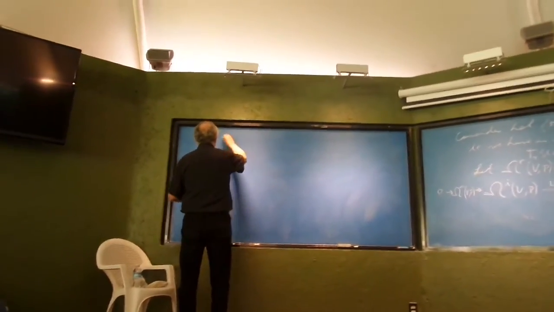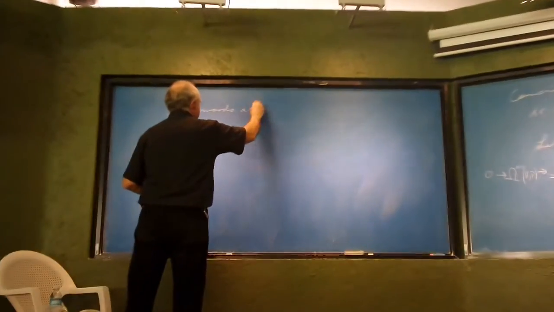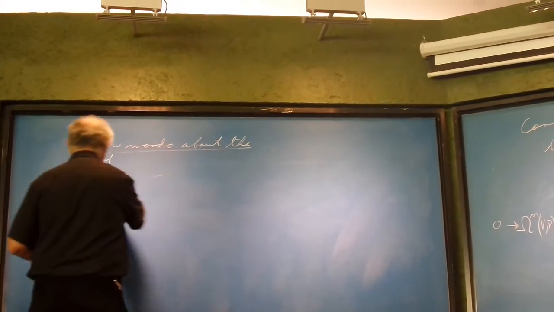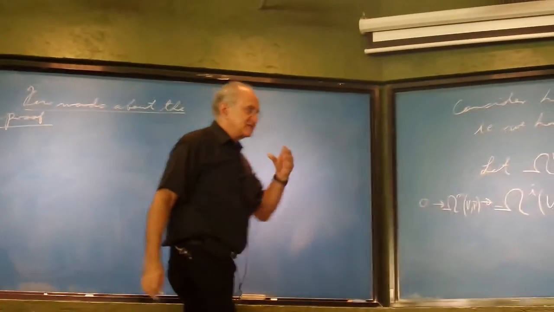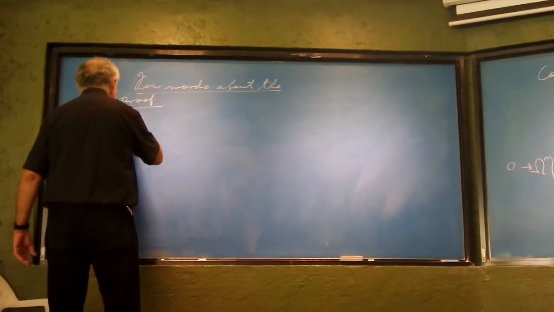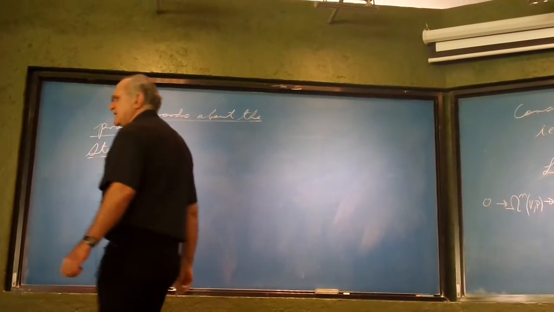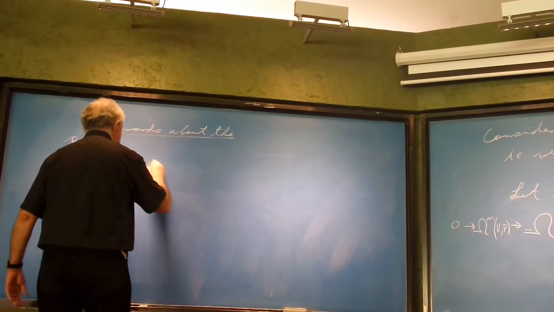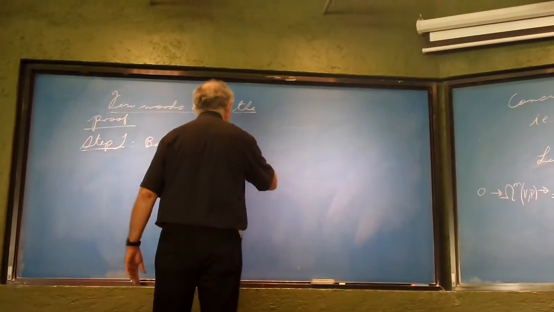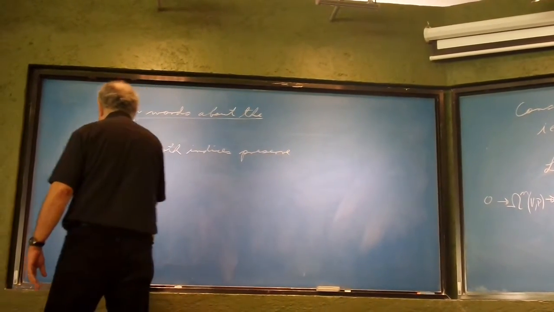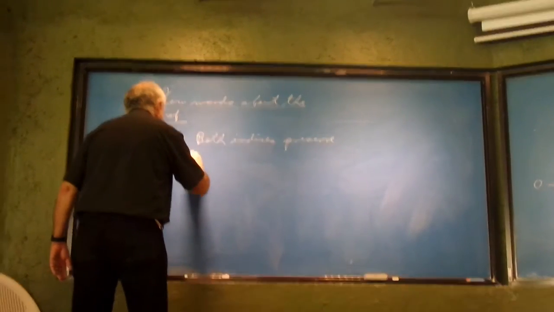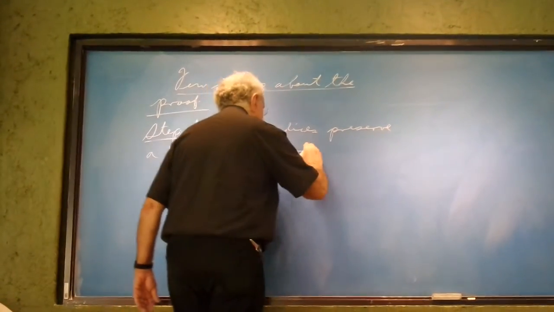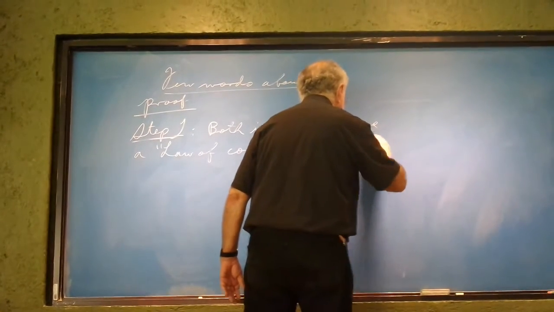Let me say a few words about the proof. It's quite interesting and very difficult. And it's very deep. Very easy for the GSV index and deep for the homological index. Both indices deserve what we now call a law of conservation of the number.